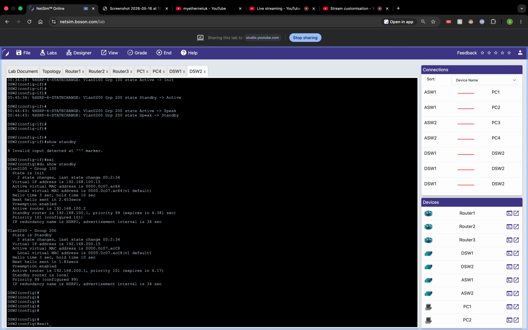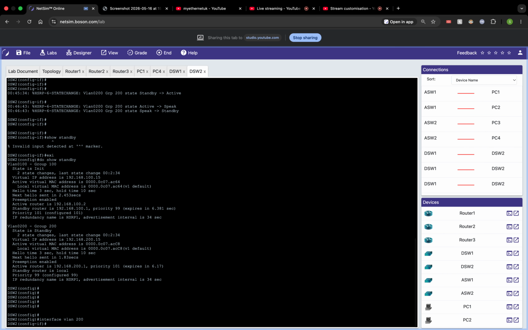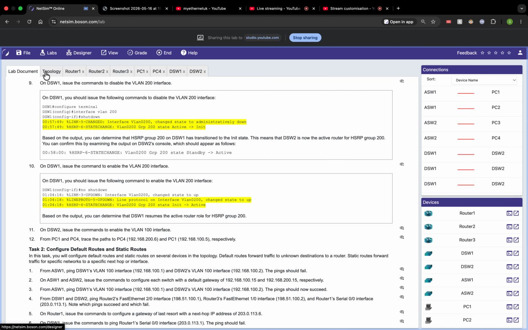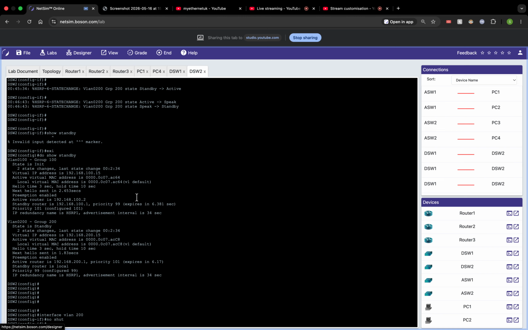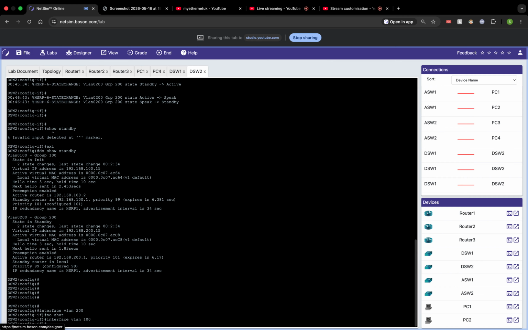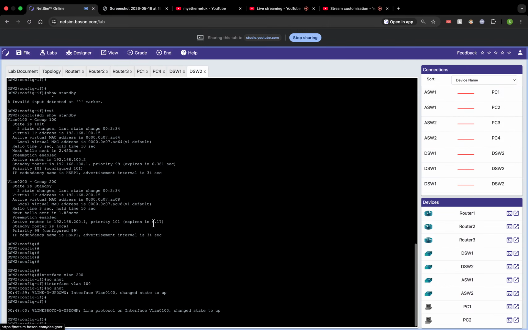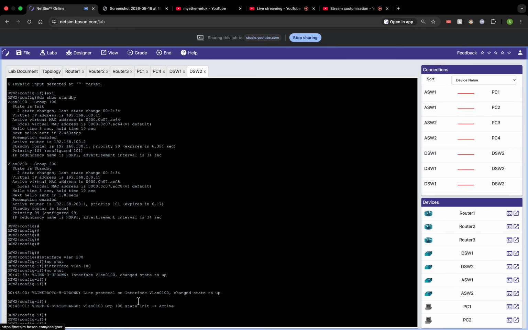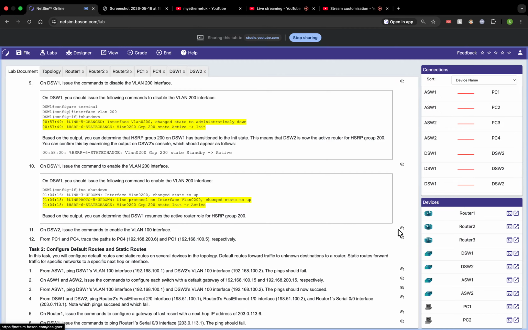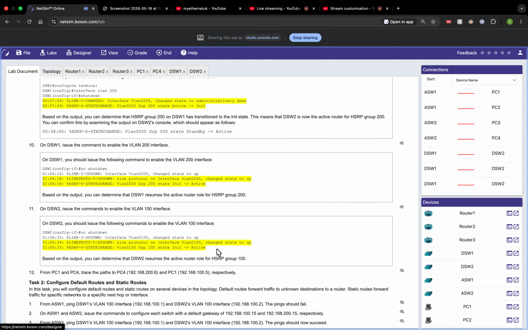So that's changed. VLAN 200, it's now... what's going to happen? What do you think? Well, it's configured with priority 101 for VLAN 200. If you do show standby here, you can see that for VLAN 200 it has the lower priority. So it's going to lose its job again.